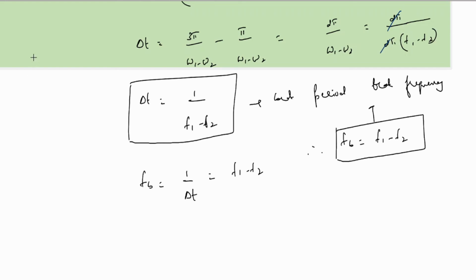In case of sound waves, the maximum intensity is called waxing and the minimum intensity is called waning. In case of sound waves, we use the words waxing and waning.